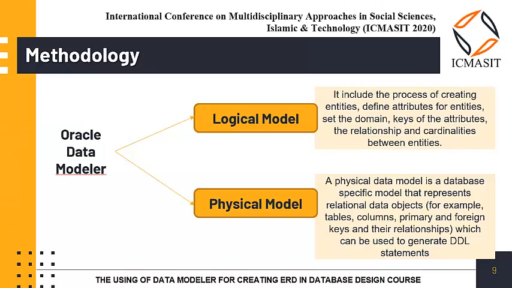Okay, so at first for Oracle Data Modeler, we can divide it into two types of explanation, which is about logical model and physical model. The logical model includes the process of creating entities, defining attributes for entities, setting the domain, keys of the attributes, the relationships and cardinalities between entities. The physical model is a specific model that represents relational data objects, for example, tables, columns, primary and foreign keys, and also their relationships, which can be used to generate DDL statements.